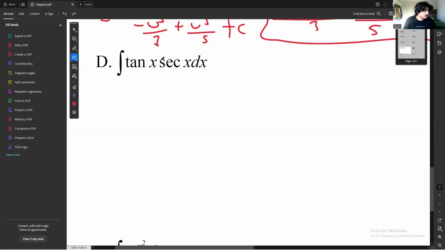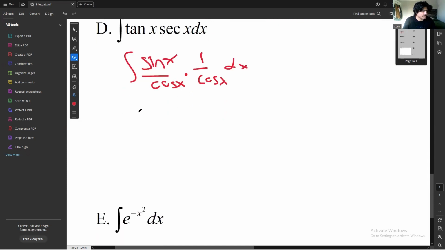Question D. Integrate tangent x secant x dx. So guys, first of all, I want to write tangent x as sine x over cosine x times 1 over cosine x dx. So this is actually the integration of sine x over cosine square x dx.